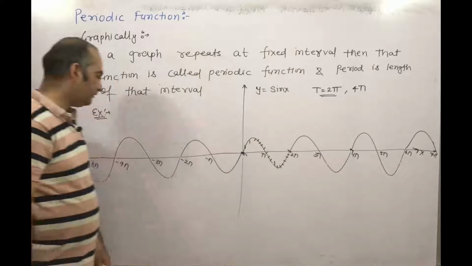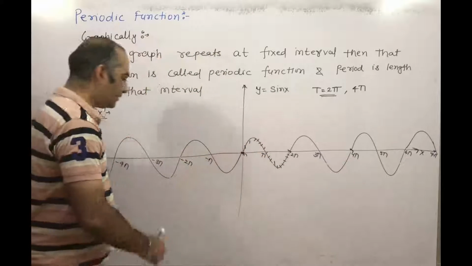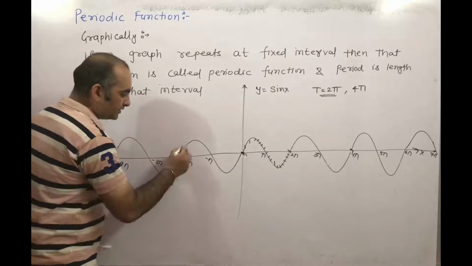Similarly, if I take from minus 2 pi to 4 pi, what graph is that? Minus 2 pi to 4 pi, this graph is there.